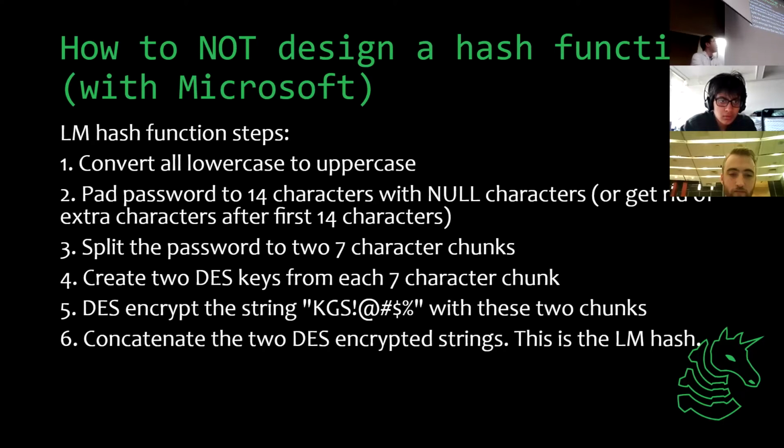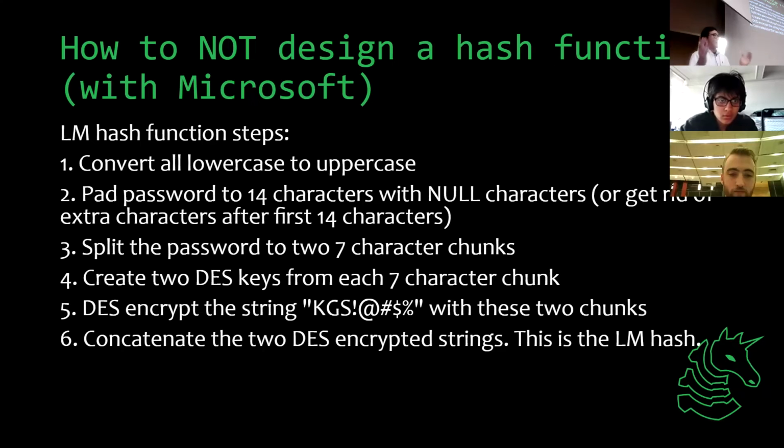Basically, the way the LM hash function works is it takes your password and converts it all to uppercase. So lowercase, uppercase, does not matter. Everything gets converted to uppercase. Then, if your password is shorter than 14 characters, it adds some null bytes to the end. Or if it's longer than 14 characters, it just cuts off the rest of the password. So your password is effectively just the first 14 characters.